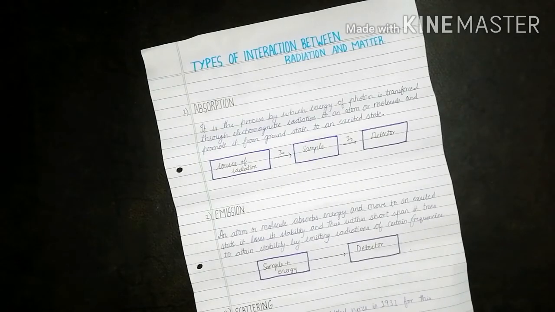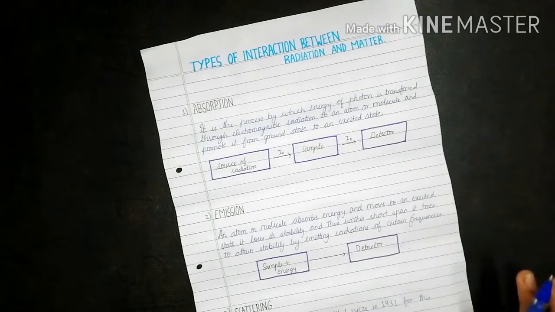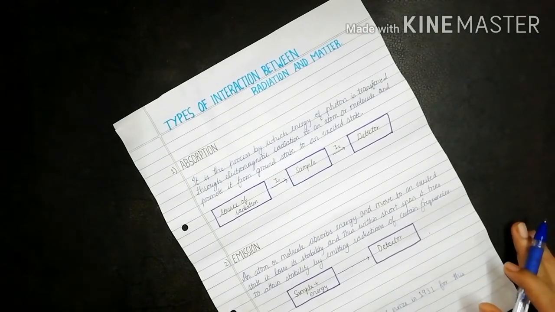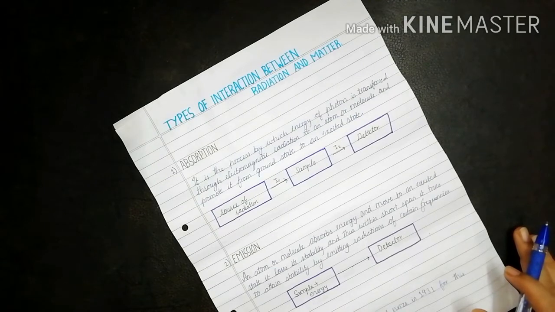Hello everyone, today we'll see the different types of interaction between radiation and matter. The study of interaction between electromagnetic radiation and matter is called spectroscopy. It is useful in obtaining information about the molecular structure.